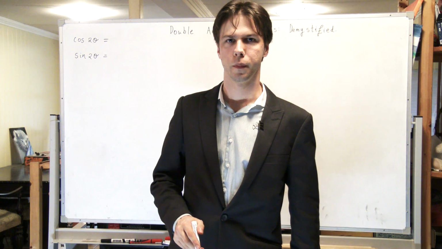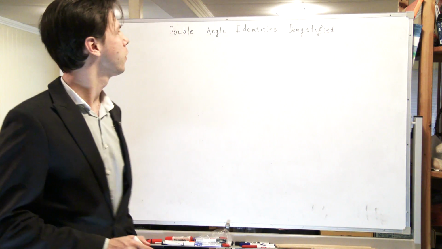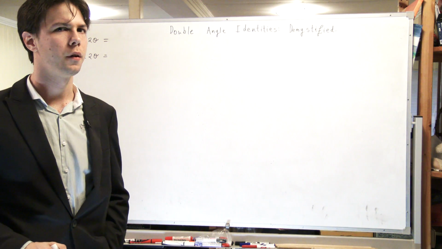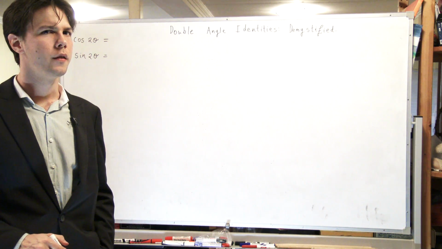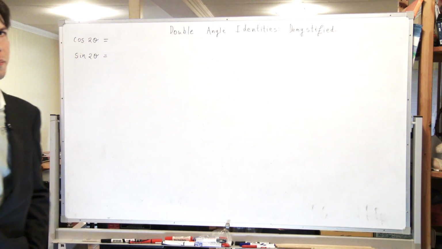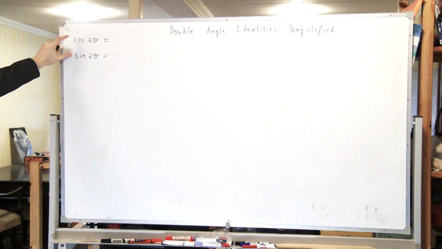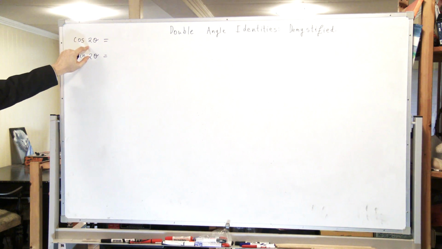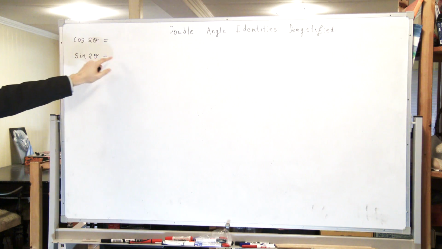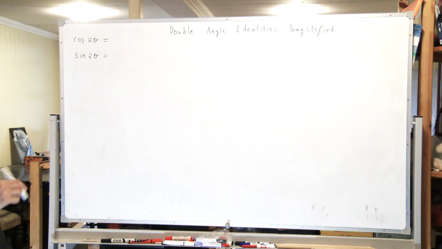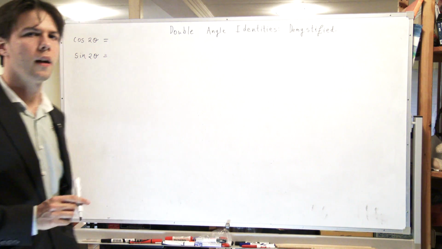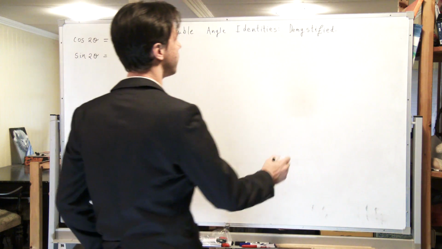Greetings, friends. Today we're going to be looking at the double angle identities. Double angle identities are those magical identities which tell you what cos of 2 theta equals and what sine of 2 theta equals. The way we're going to work them out is we're going to look at rotations.